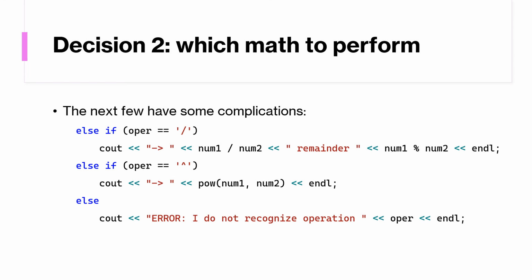Finally, we get the else. This is the one where it's fallen through every other if condition, so the user must have typed an invalid operation. And so we're going to print out "Error, I do not recognize operation," oper.